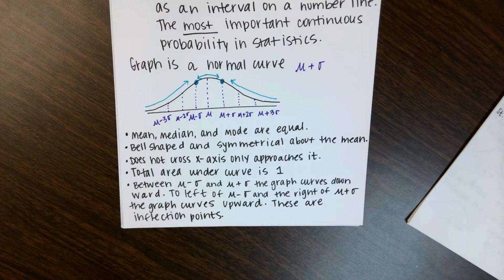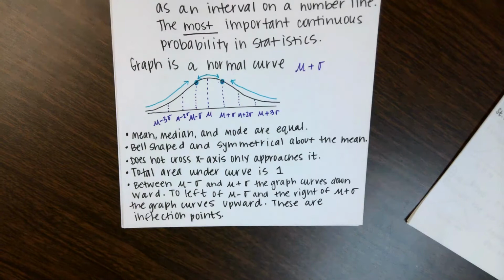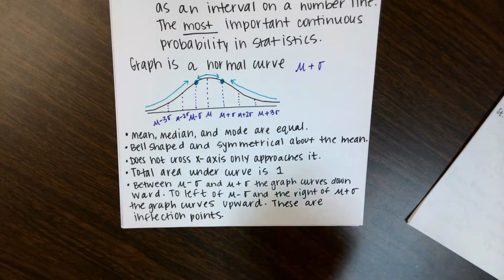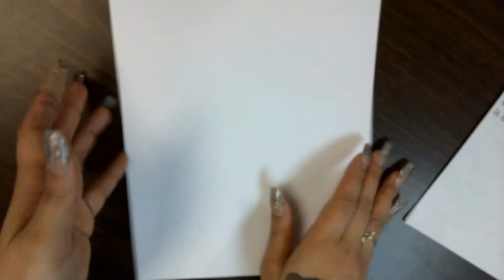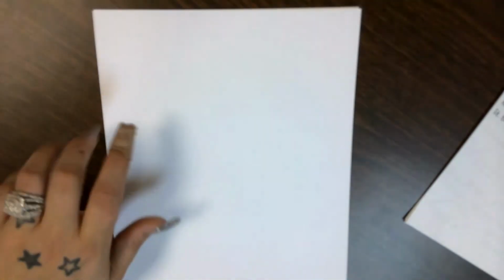The inflection points actually are going to be what tells us where one standard deviation lies, either adding one or subtracting one from the mean. Okay. So, means and standard deviation.